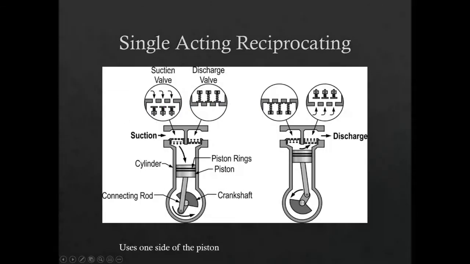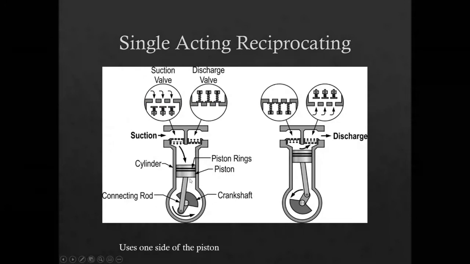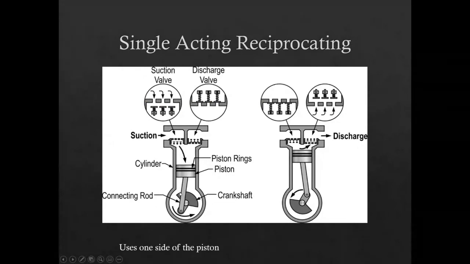Okay, so a single acting reciprocating pump, or any reciprocating compressor, works on a piston reciprocating back and forth inside of a cylinder. They call these positive displacement pumps because every stroke of that cylinder displaces a set volume based on the stroke length and the cylinder size. So we call these positive displacement because every time they make a stroke, they displace a positive amount of volume. Pretty straightforward machines here. We'll look at this single acting one first.